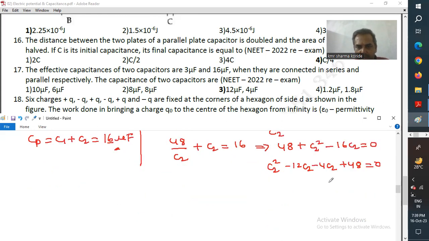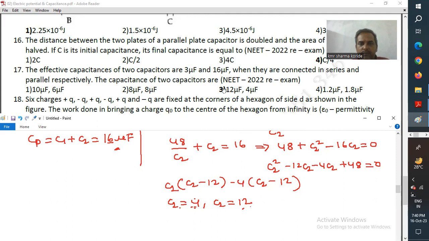So therefore, take out common C2: C2 minus 12. If you take a 4 common, this is going to be C2 minus 12. Check it once, minus 4 minus 12, so minus times minus gives plus 48. So C2 can be either 4, or C2 can be 12. If you take C2 as 4, 12 plus 4 is 16 anyhow. So therefore, you can go with C1 as 4, C2 as 12, otherwise C1 as 12, C2 as 4. So therefore, the third option is correct.